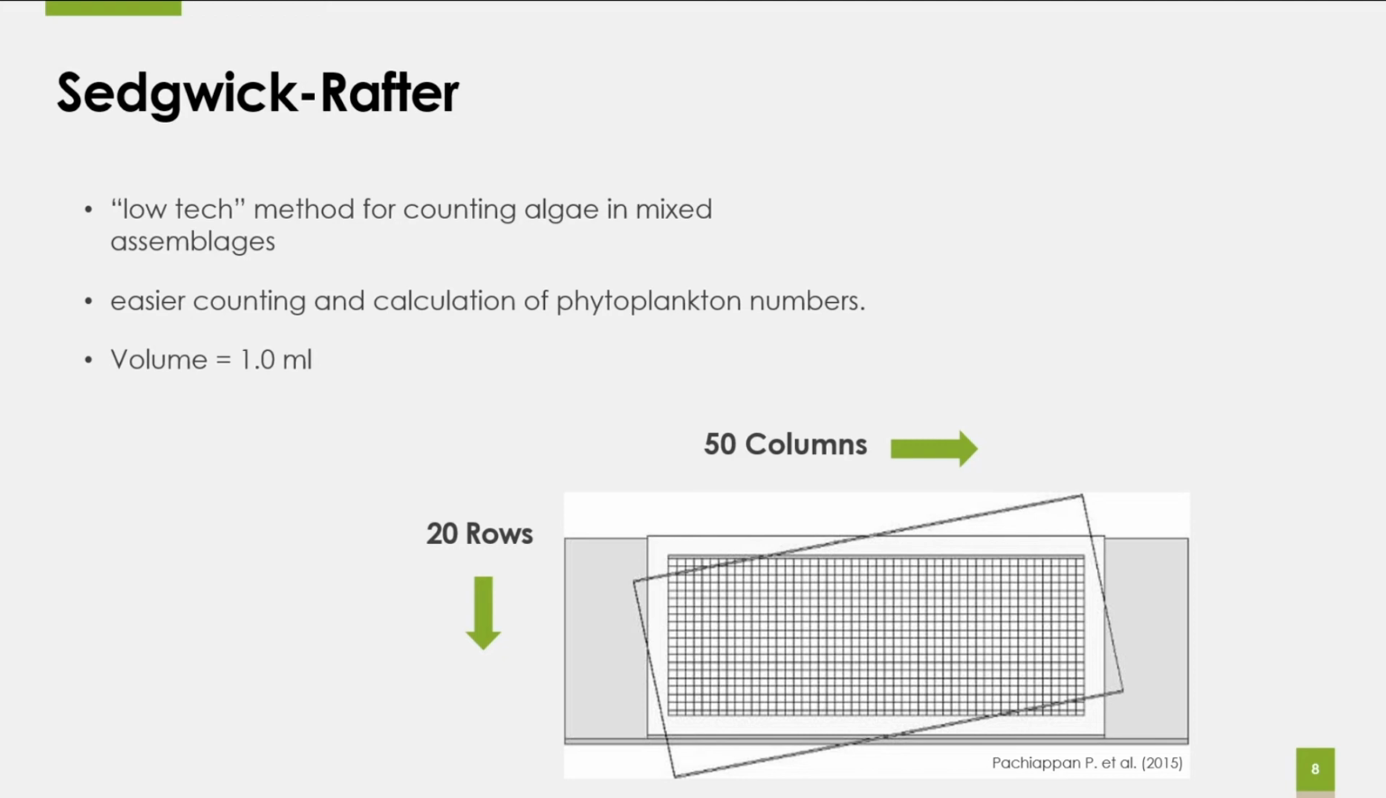And as you can see, there's grids on it, so you can count a certain number of grids or columns or rows or however you want to format it. You count a certain number of these grids, and then you can calculate your cell density based on that. So it's a pretty easy way of determining cell density. So that's what we use.